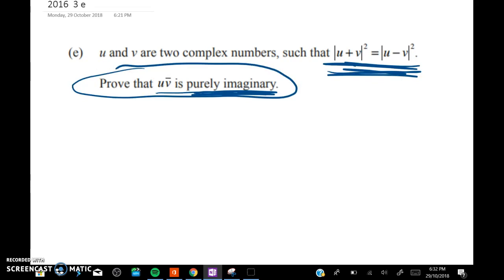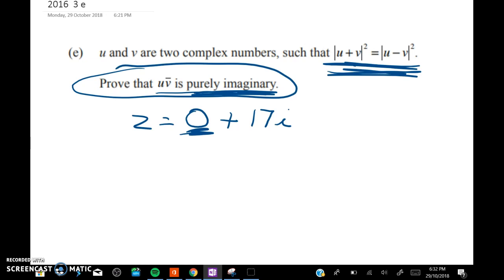So think about what it means for a number to be purely imaginary. It means that we've got z is equal to 0 plus, say, 17i, right? So the real bit has got to work out to be 0. So that's where we're aiming to go with part E.